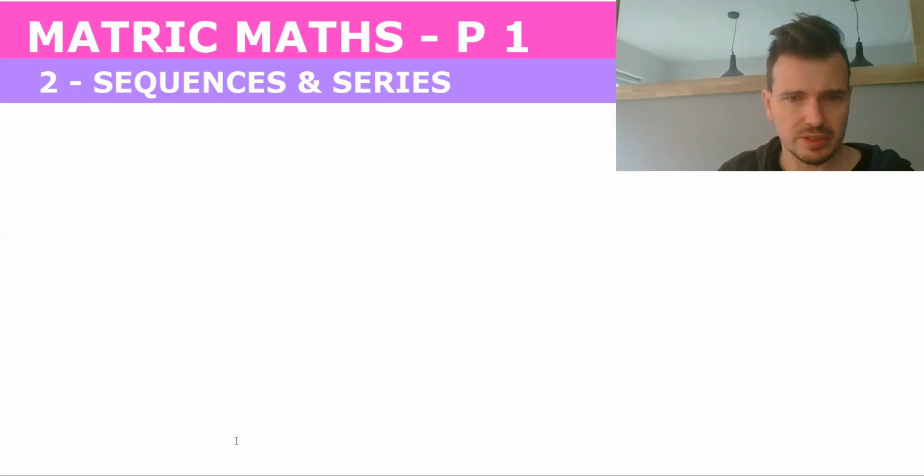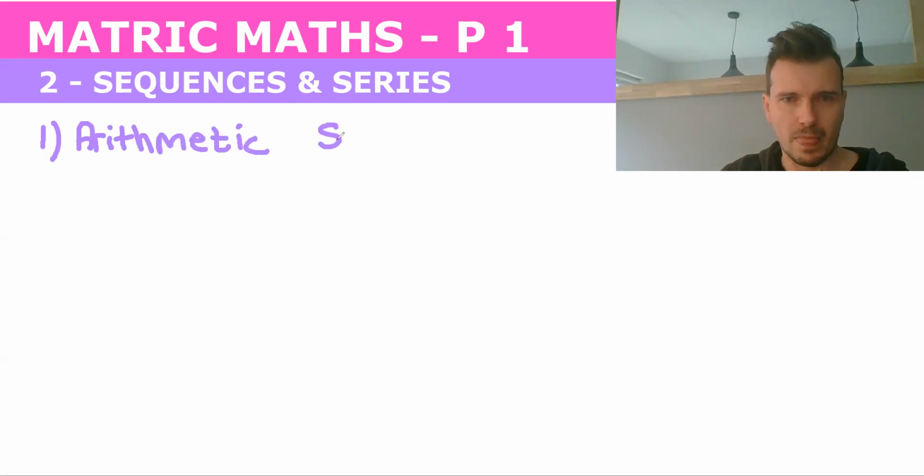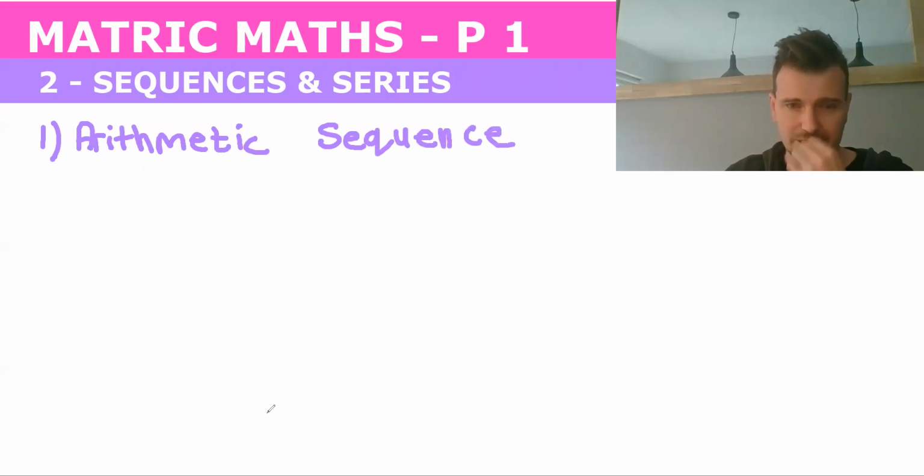So with sequences and series, you just have to remember that there's three different ones that they can ask you. First one is your basic arithmetic sequence. Okay. So arithmetic coming from adding. So that's going to look something like this. So you might have a 3, a 7, an 11, and a 15.